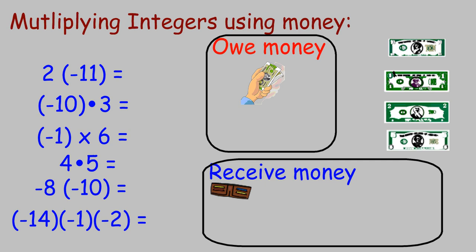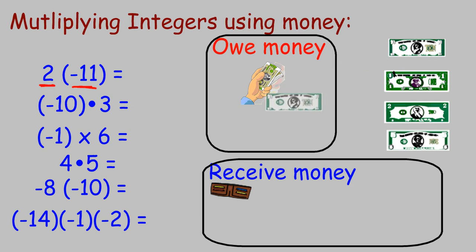Now, when you're multiplying integers and you're using money, this is a good way to think of it in real life. Here in our first example, we have 2 times a negative 11. Negative 11 is kind of like owing someone $11. But now you owe them twice that amount.